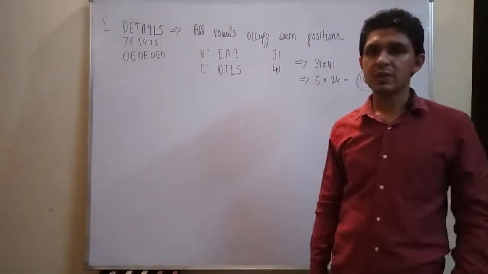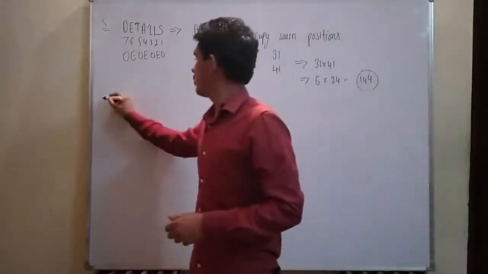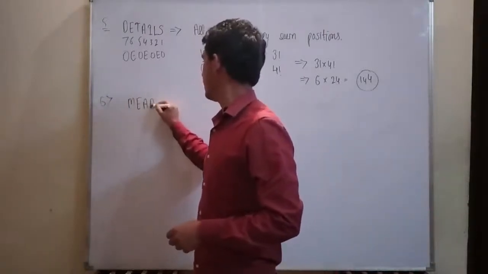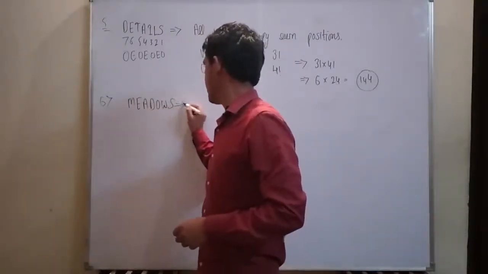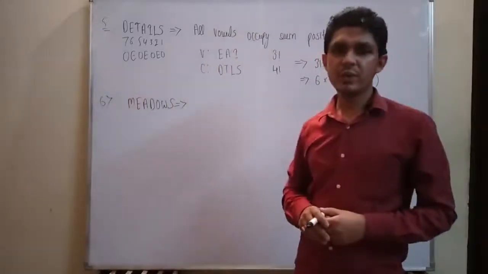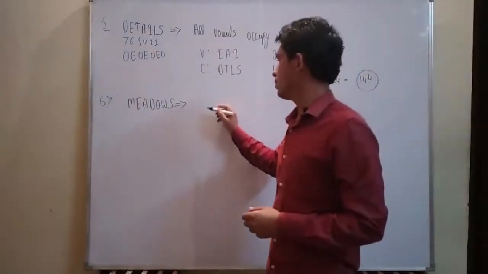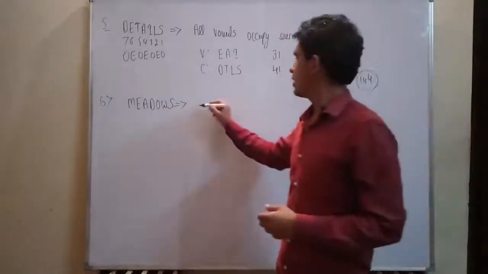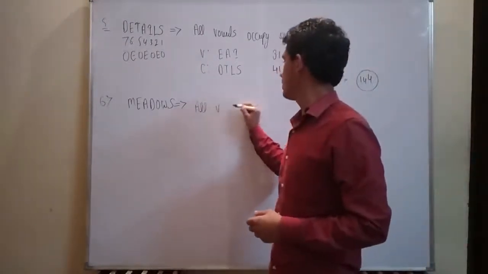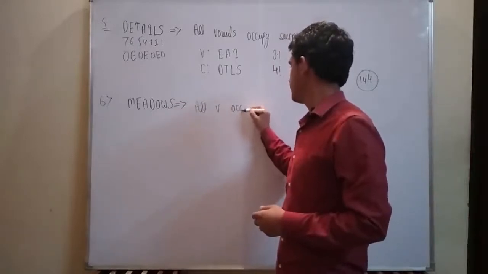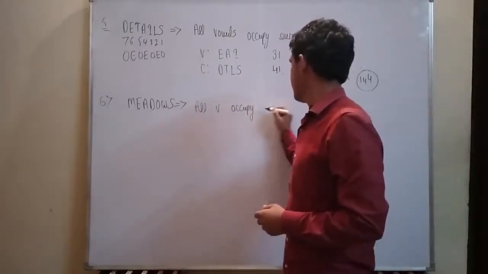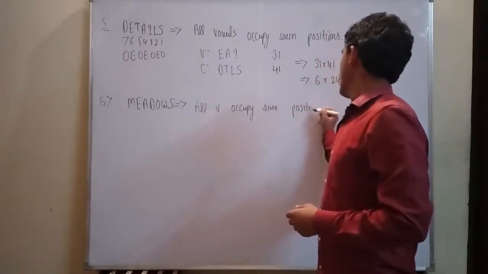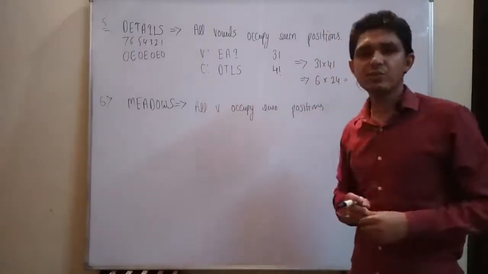Okay, let us take one more question over here. The question is like: MEADOWS, meadows, right? We have to arrange the letters of the word MEADOWS such that all the vowels occupy even positions.